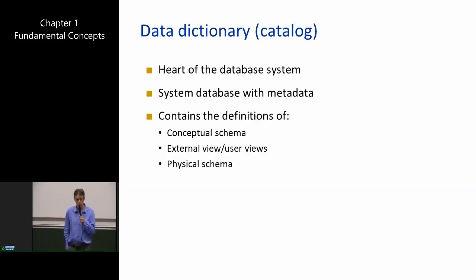The data dictionary or catalog, those are two synonyms of one another, is the heart of the database system, since it contains all the metadata. It's going to contain all the data definitions, the data types, the data structures, the constraints, and so on. So it's going to contain the definitions of that three-layer architecture. It's going to contain the definitions of the conceptual scheme, which was the scheme in the middle. Remember, the external view or user views, which was the scheme above, and it's also going to contain the definitions of the physical scheme.